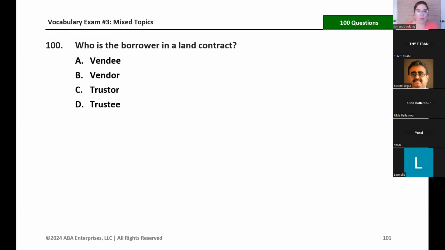Who is the borrower in a land contract? The person that's borrowing the money. That's the vendee. The borrower is the vendee. The person you're borrowing from is the vendor. The borrower is actually the vendee.